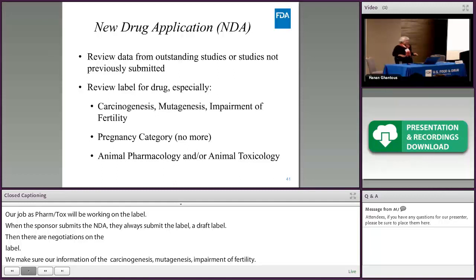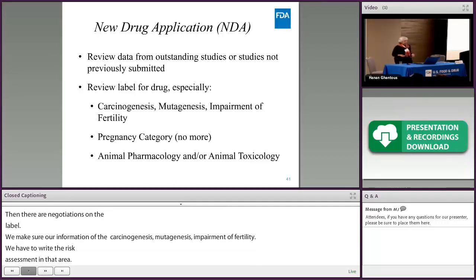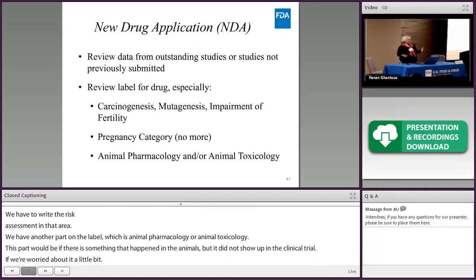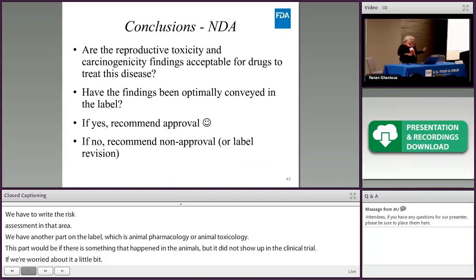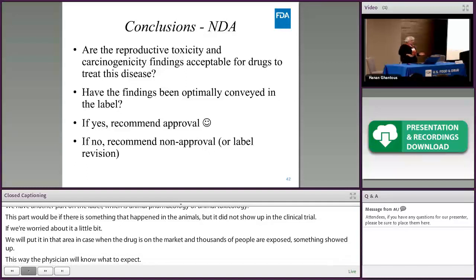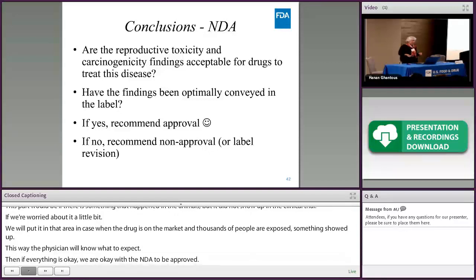Then we have another part on the label, which is animal pharmacology and/or animal toxicology. What we put there is if something happened in the animals but it didn't show up in the clinical trial, and we're a little bit worried about it. We put it in that area in case, when the drug is on the market and thousands of people are exposed, something shows up, so the physician will know what to expect. And then if everything is okay, we're okay with the NDA being approved.